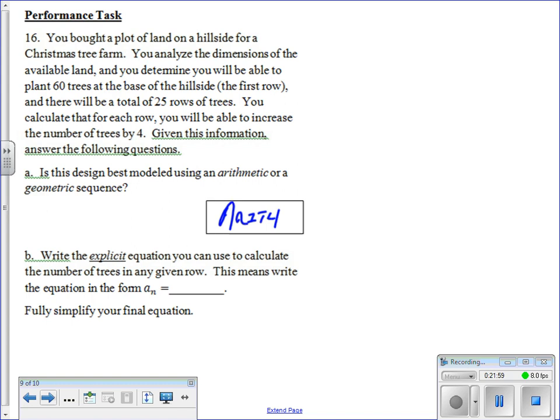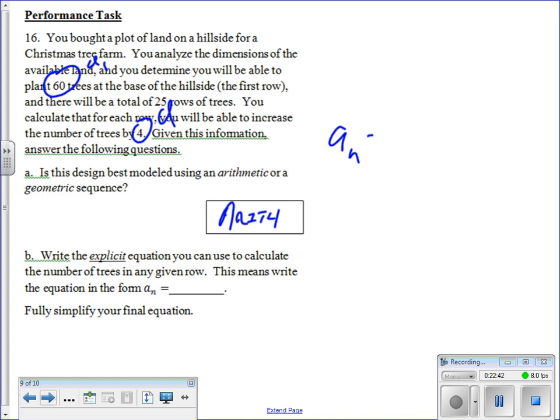Okay. Write the explicit equation you can use to calculate any number of trees. This means write the equation in the form a sub n equals. Fully simplify your final equation. So we're using the formula for the nth term, plugging in the first term and d and simplifying. So our first term, there are how many trees in the first row? 60 trees. I misread that earlier. How much do they go up by each time? 4. So d is 4. That's my first term, a sub 1. That's my d.